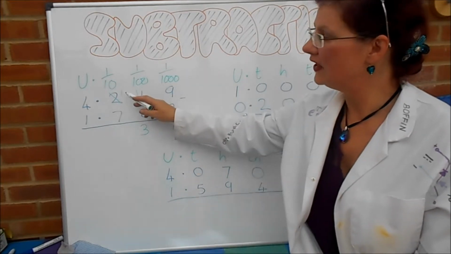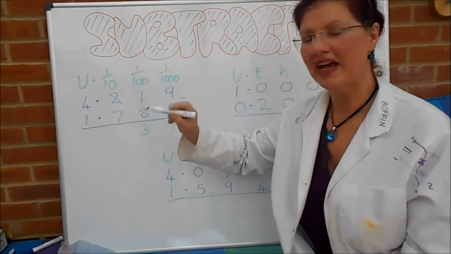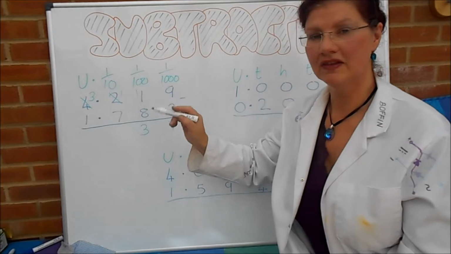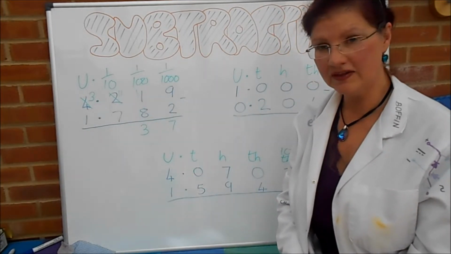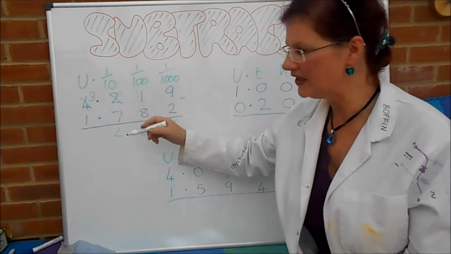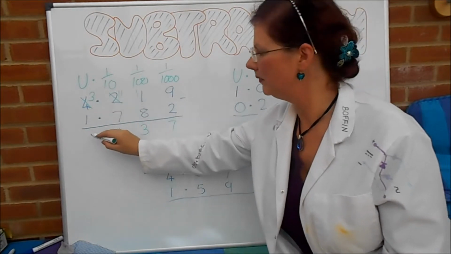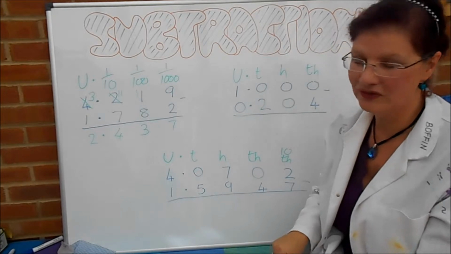Now we're going to do the slices. 1 slice, take away 7, you can't do it, so we can unpack one of the pizzas, chop it up. So now you only have 3 pizzas left, but 10 more slices. So that's 11 slices, 11 slices take away 7 is 4. Decimal point, 3 take away 1, 2. So you should end up with an answer of 2.437.